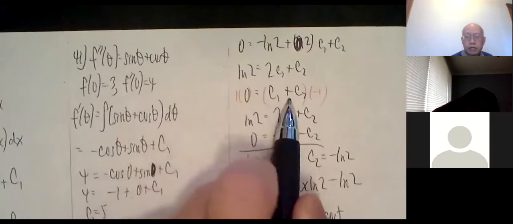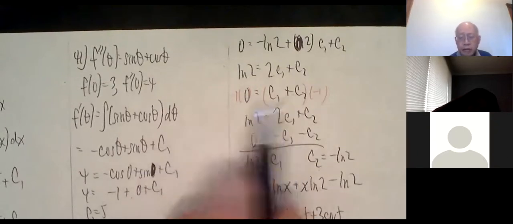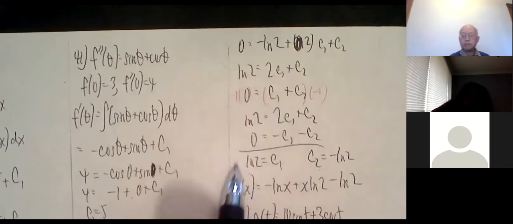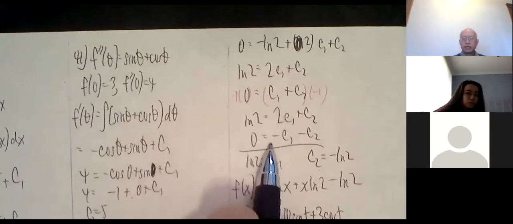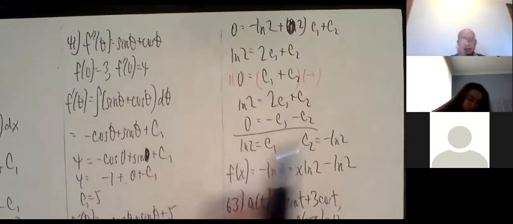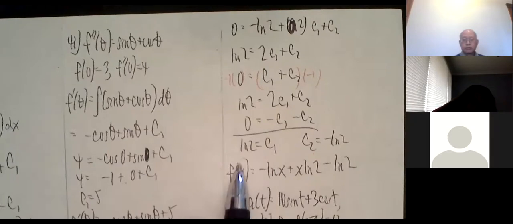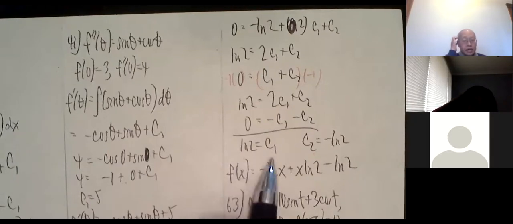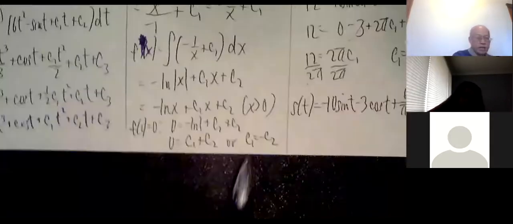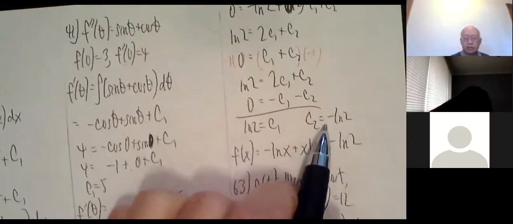And I decided to go back and use 0 equals C1 plus C2, so I can solve by elimination. Two equations and two unknowns, right? Natural log of 2 equals 2C1 plus C2. 0 equals C1 plus C2. So multiply the second equation by negative 1. 0 equals negative C1 minus C2. Add them up. C2 drops out. So C1 is equal to natural log of 2. And since C1 and C2 are opposites, C2 is negative ln 2.